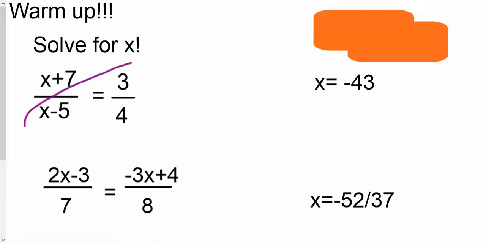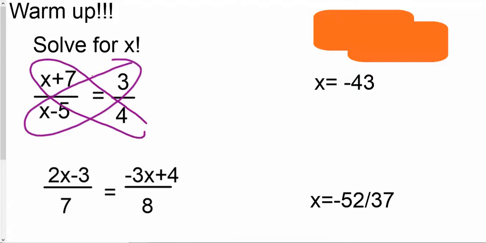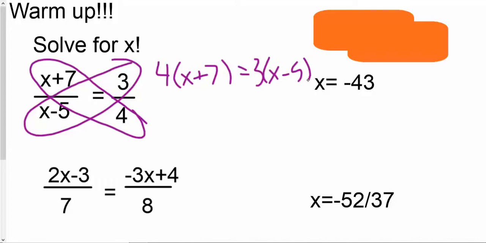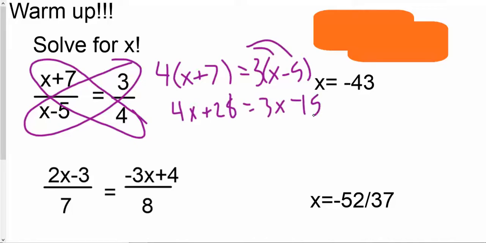We want to cross multiply here because that's going to be the easiest way for us to solve this rational expression on both sides. On the left-hand side, we get 4 times x plus 7 equals 3 times x minus 5. And so this will get us 4x plus 28 equals 3x minus 15. From here, I say, well, where do I have more x's? On the left-hand side. So we're going to subtract 3x from both sides. And that gets us x plus 28 equals negative 15.